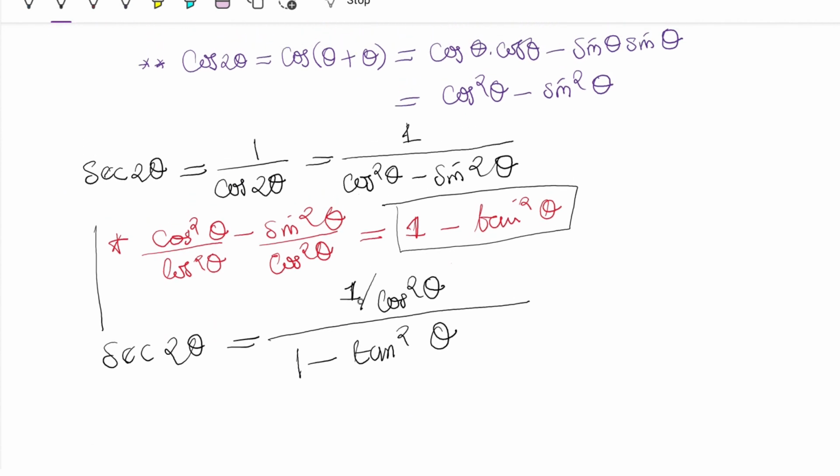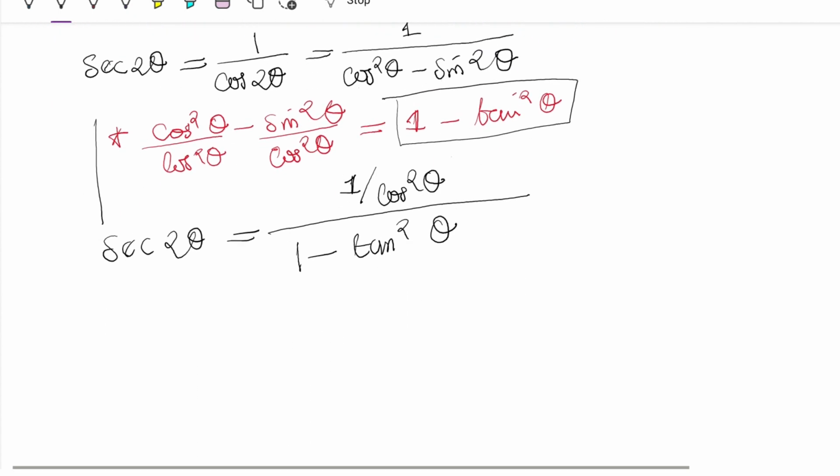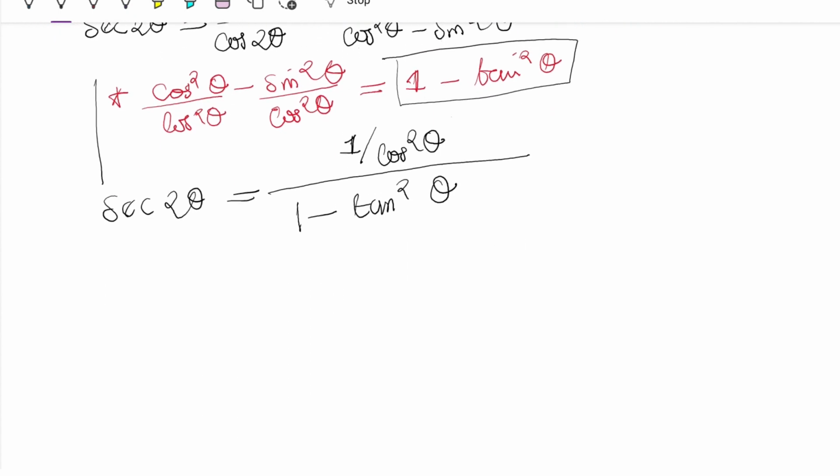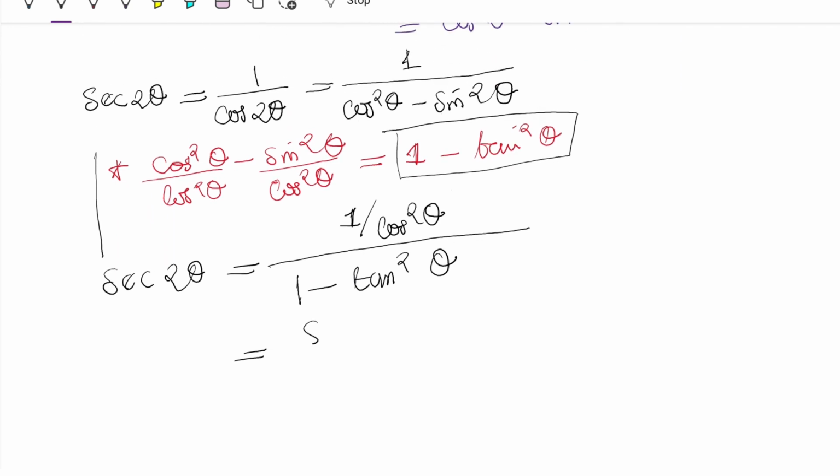Now in the numerator, we have 1 over cos squared theta. But what is 1 over cos squared theta? We said 1 over cos theta is sec theta. So this will be sec squared theta. So I will write this as sec squared theta divided by 1 minus tan squared theta.